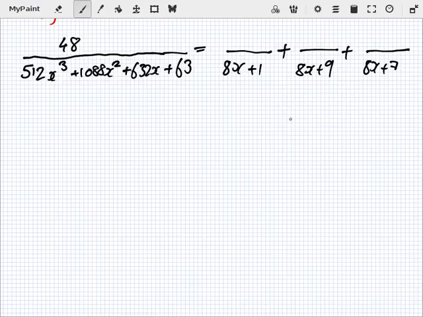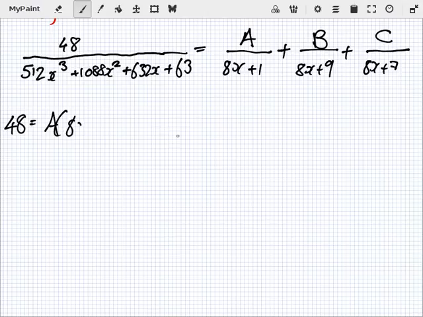Okay. Right, so what do I have on the top here? An A, and here should be a B, and here should be a C. What do I do next? Multiply by the 3 denominators here. So you'll end up with 48 equals A(8x plus 9)(8x plus 7), plus B(8x plus 1)(8x plus 7), plus C(8x plus 1)(8x plus 9).